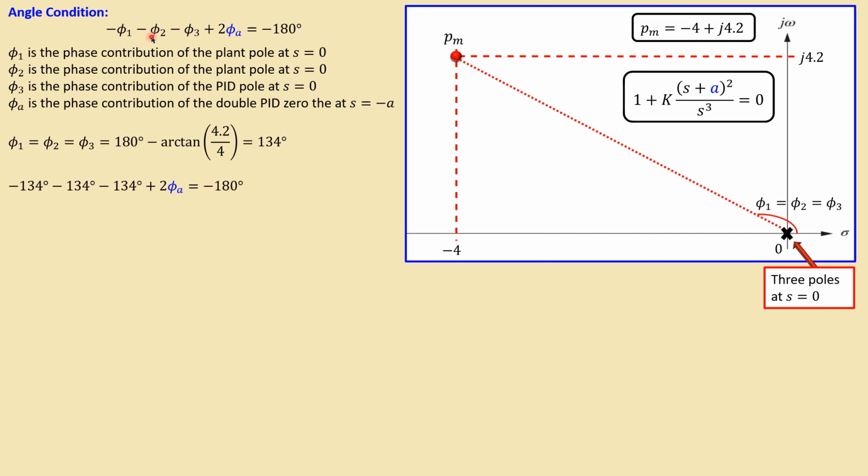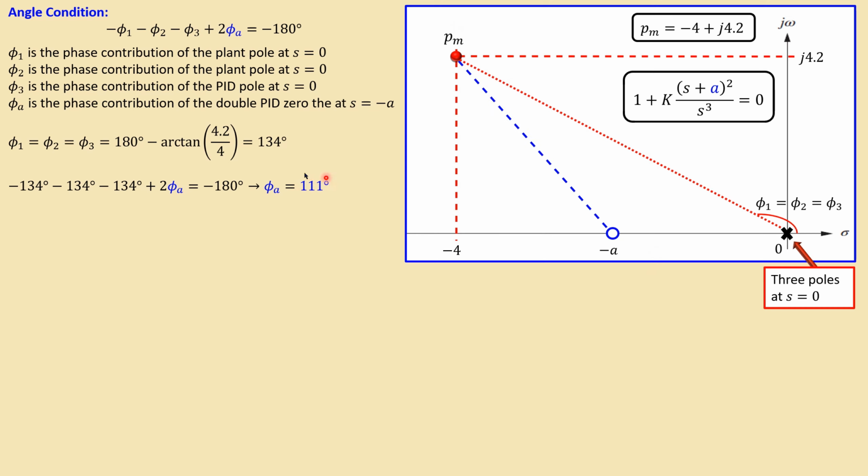Now we have phi 1, phi 2, phi 3. I will then insert that in this expression. 3 times minus 134 plus 2 times phi a will be minus 180 degrees. Now I need to know what phi a is, just one phi a. That will be 111 degrees. So that's the result here. We don't know yet where it is, but it is already, of course, larger than 90 degrees. So somewhere here, just as an estimate.